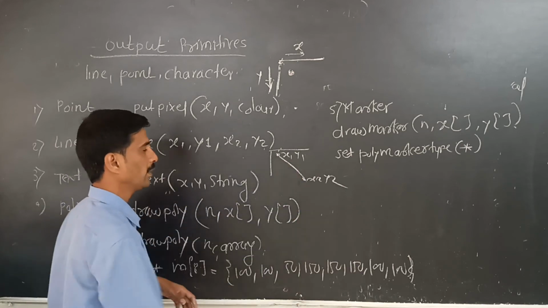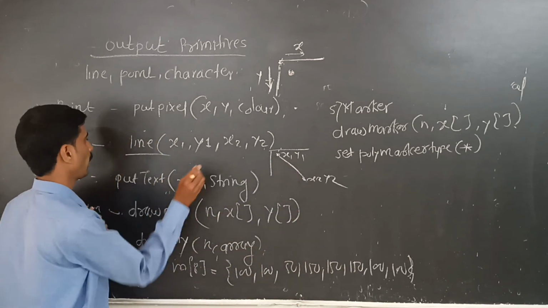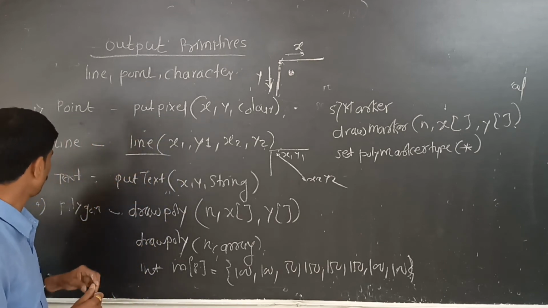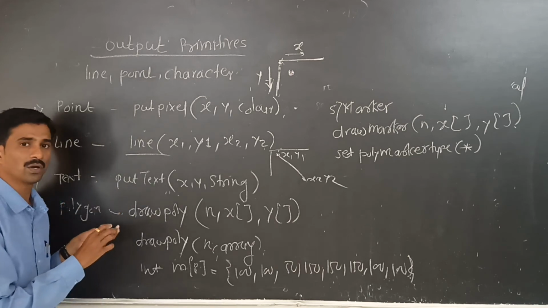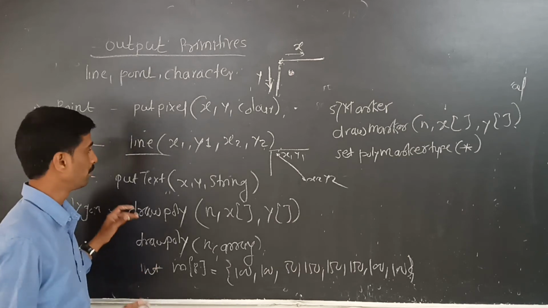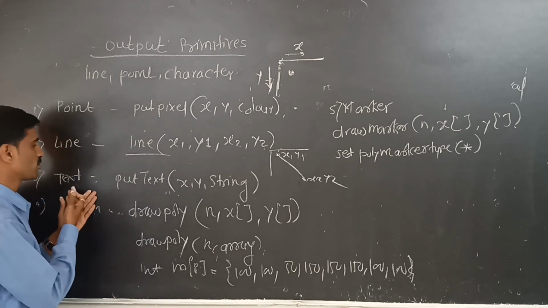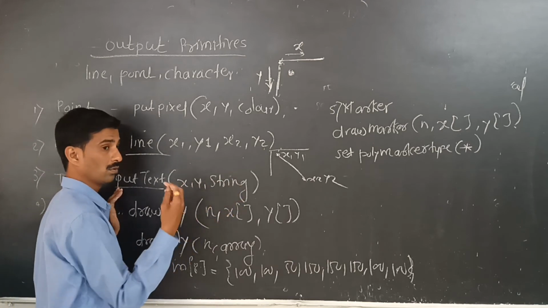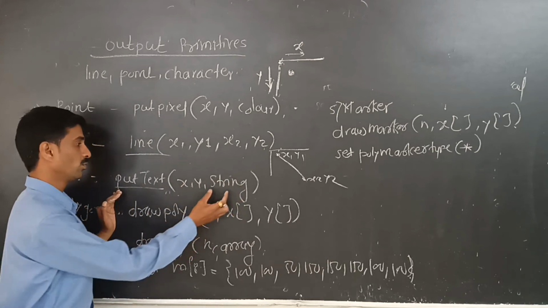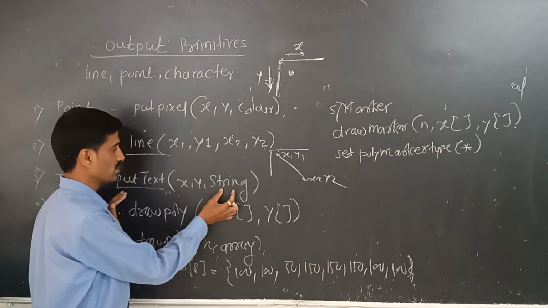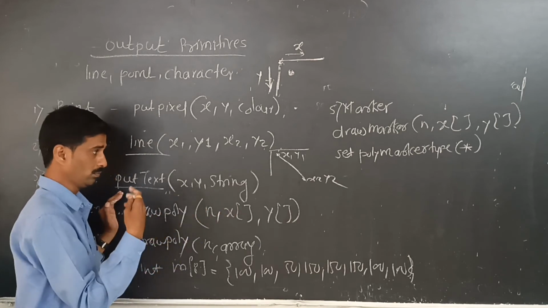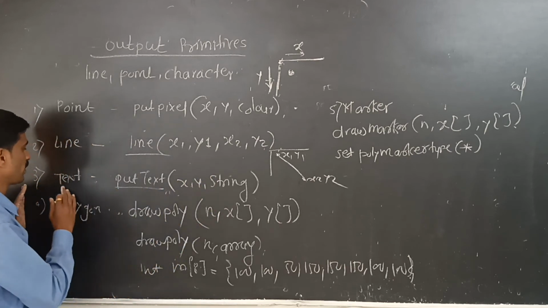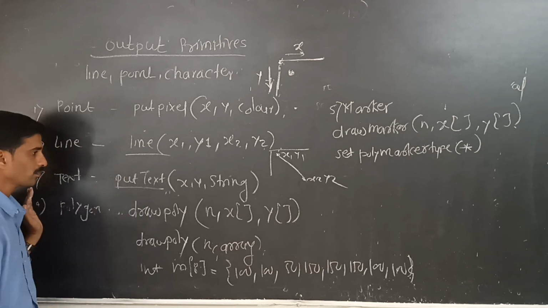If I want to draw any line, you can draw a line with the help of this function. Then third is text. If I want to display any text, like hello, welcome, then you can use this function, put text. Put text x, y and string. Whatever we want to display, you can write here, that is the string, and where I want to display it, that position is x and y. Okay, so very simple. That is put text.